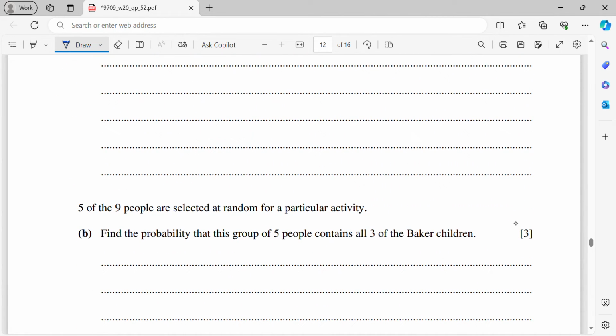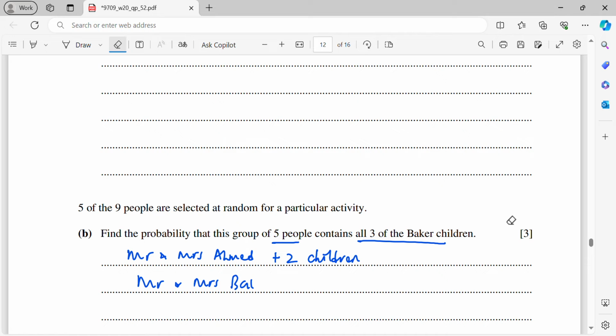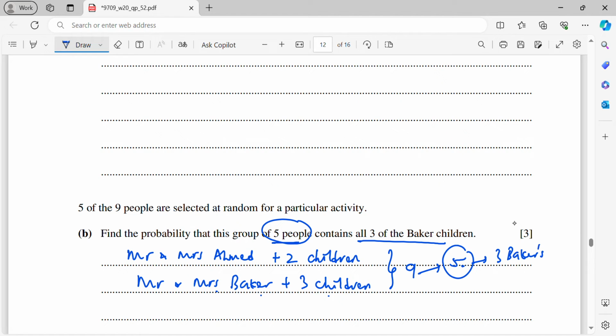Now, 5 of the people are selected at random for a particular activity. Find the probability that this group of 5 people consists of all 3 of Becker's children. Okay, so now I will write down. Mr. and Mrs. Ahmed plus 2 children, and then Mr. and Mrs. Becker plus 3 children. Okay, now you need 5 people. From here there are 9. I need 5. These 5 consist of all 3 of Becker's children. So another 2 will be others.